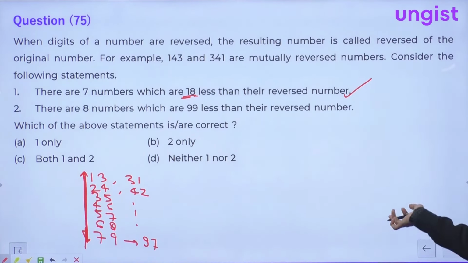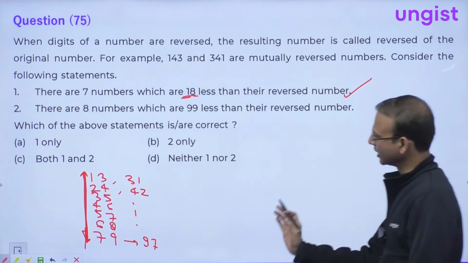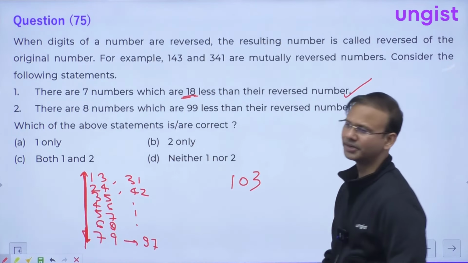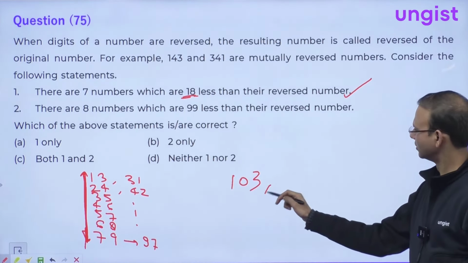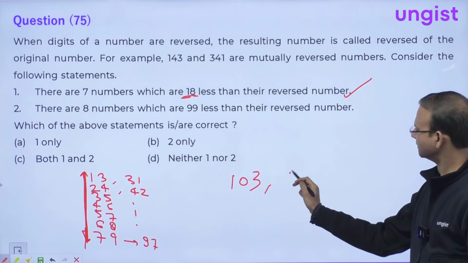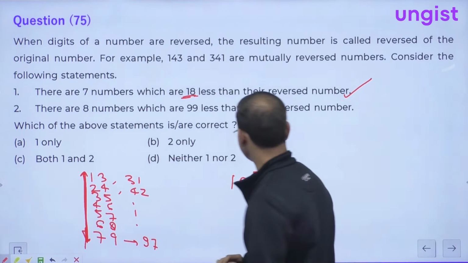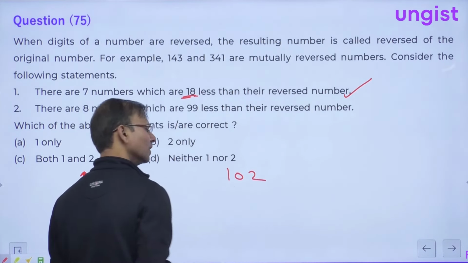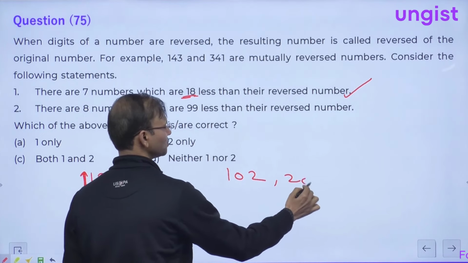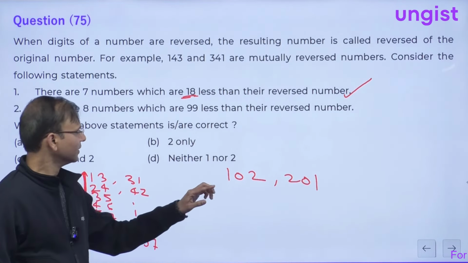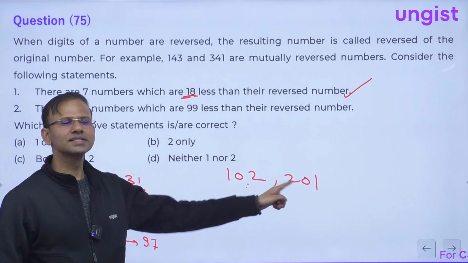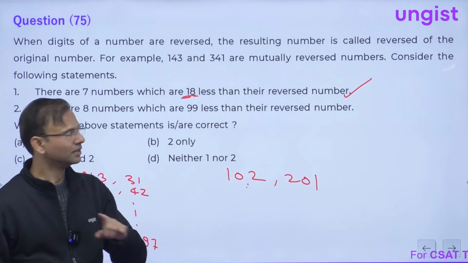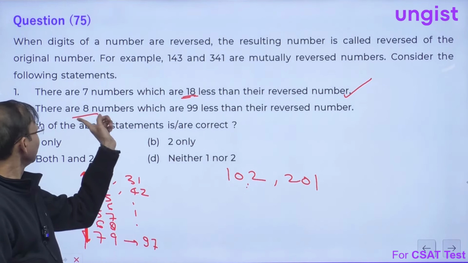Right? Now what about the second statement, guys? For the second statement, you insert a zero in the middle of this. Now look, this number will be 102, actually 99 is what was asked. 102. Now guys, 102 and 201. Tell me one thing, this number is 99 less than its reverse. Yes or no? But the question is saying there are only 8 numbers.